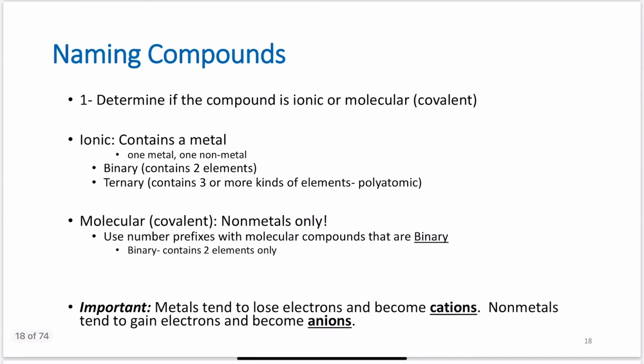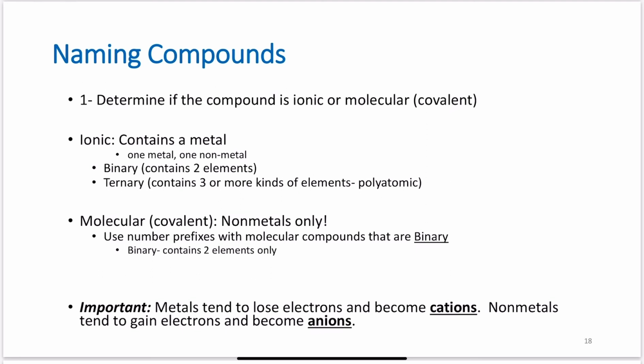So, naming compounds. First, to name a compound, you must determine, is this compound ionic or molecular? Again, what do I mean by ionic or molecular? I mean, does it contain a metal or not? If it is ionic, that means it contains a metal. You need to follow through for the appropriate way to handle that if it does in fact contain a metal. Ionic compounds most often will be one metal and one nonmetal.